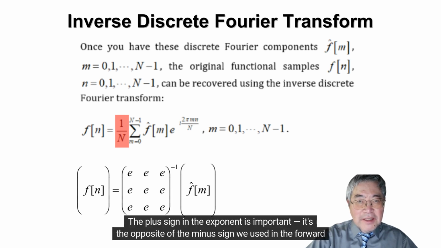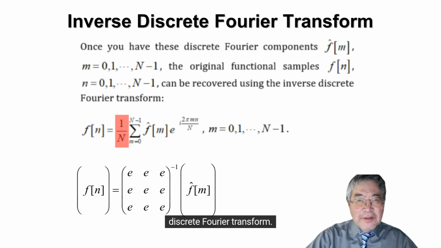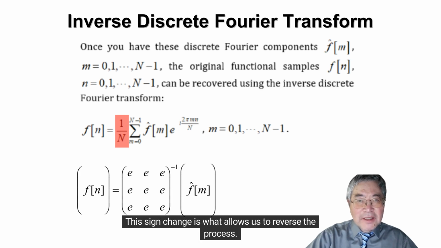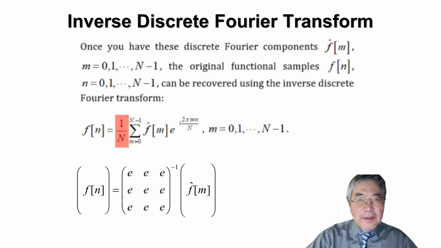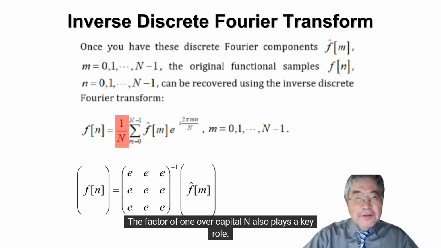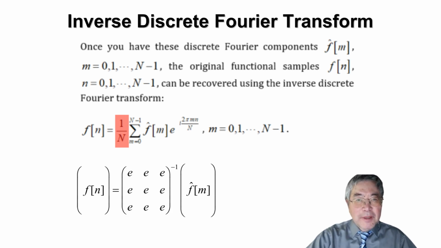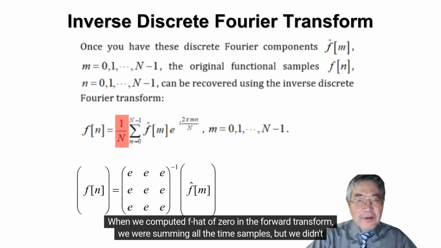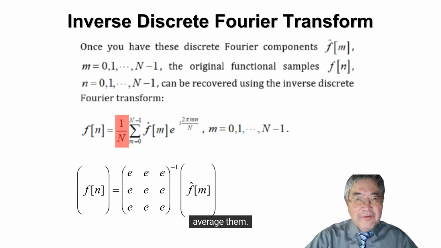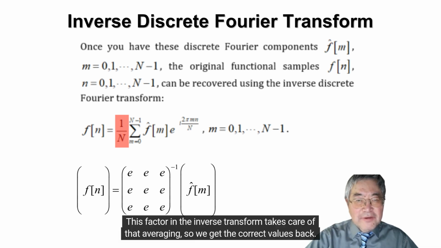The plus sign in the exponent is important. It's the opposite of the minus sign we used in the forward discrete Fourier transform. This sign change is what allows us to reverse the process. The factor of 1 over capital N also plays a key role. When we computed f hat of 0 in the forward transform, we were summing all the time samples, but we didn't average them. This factor in the inverse transform takes care of that averaging, so we get the correct values back.